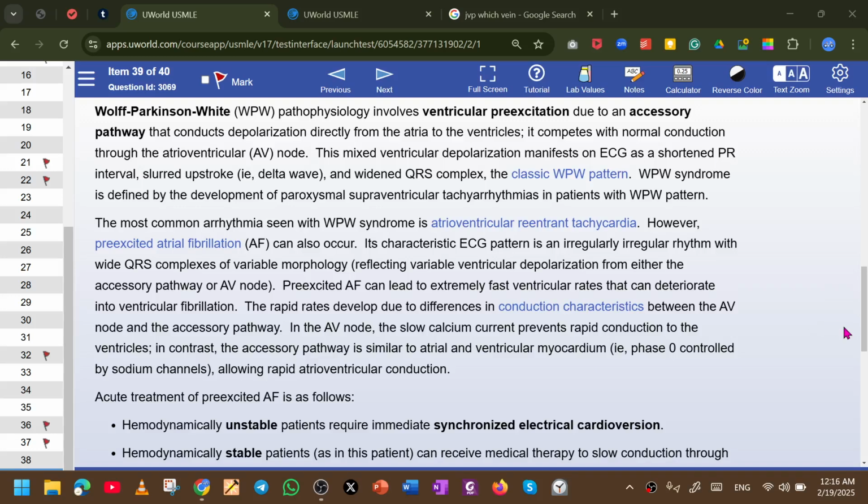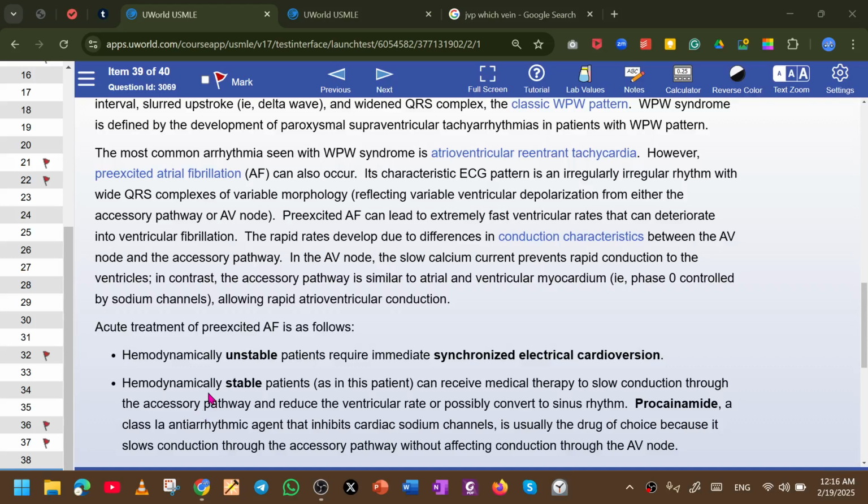Okay, in the AV node, the slow calcium current prevents the rapid conduction to the ventricle. In contrast, the accessory pathway is similar to atrial and ventricular myocardium, phase 0 controlled by the sodium current, allowing rapid atrioventricular conduction.